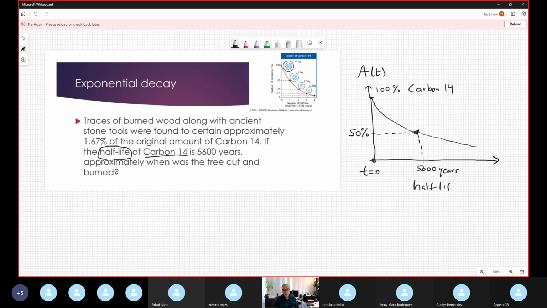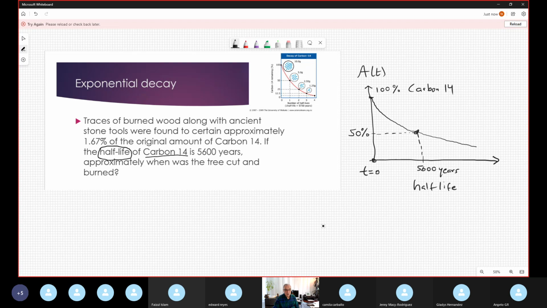Half-life of any radioactive isotope. Maybe plutonium, maybe uranium. Carbon-14 is not a too intensive radioactive isotope, but it is a radioactive isotope. And during the time they disintegrate or decay.